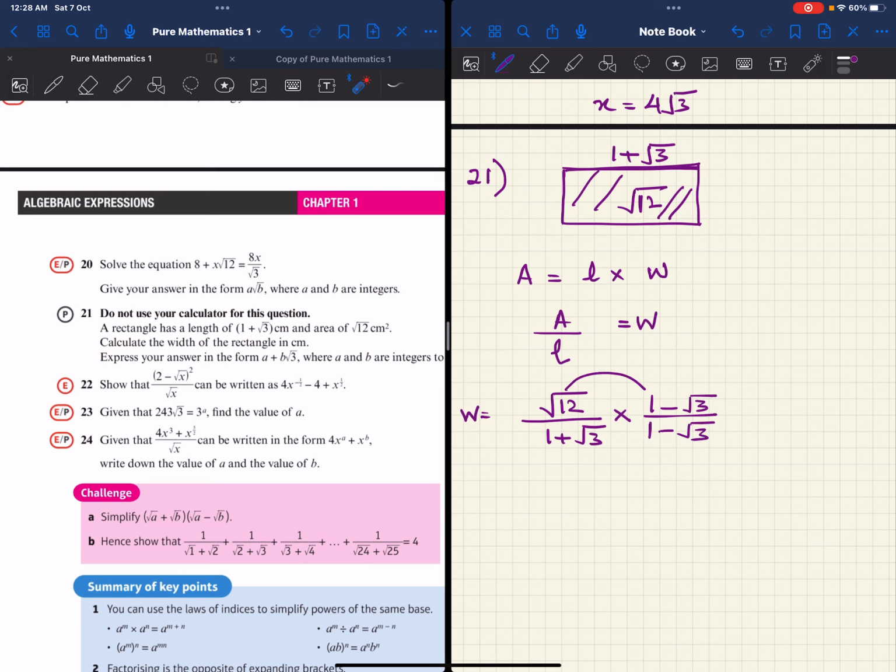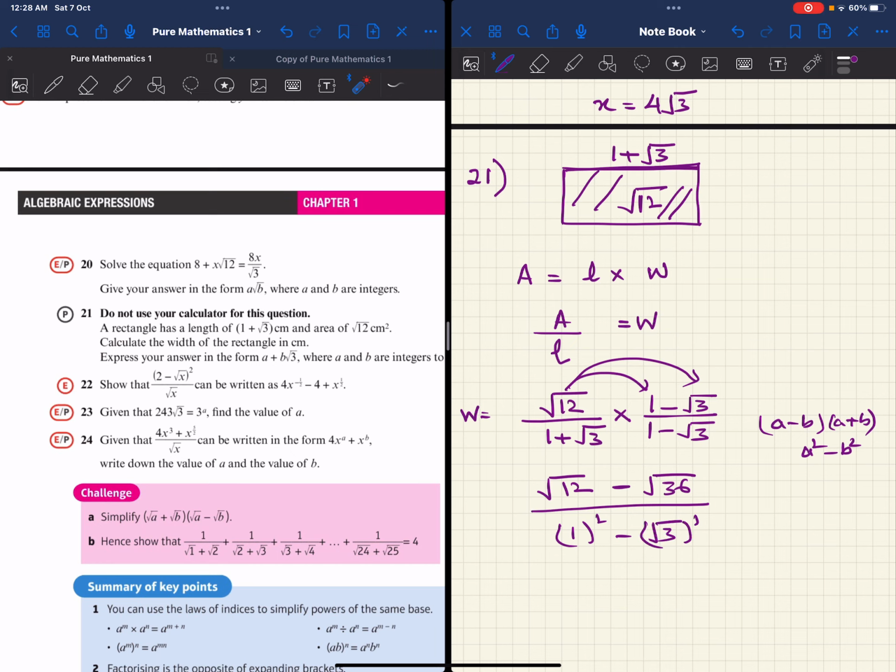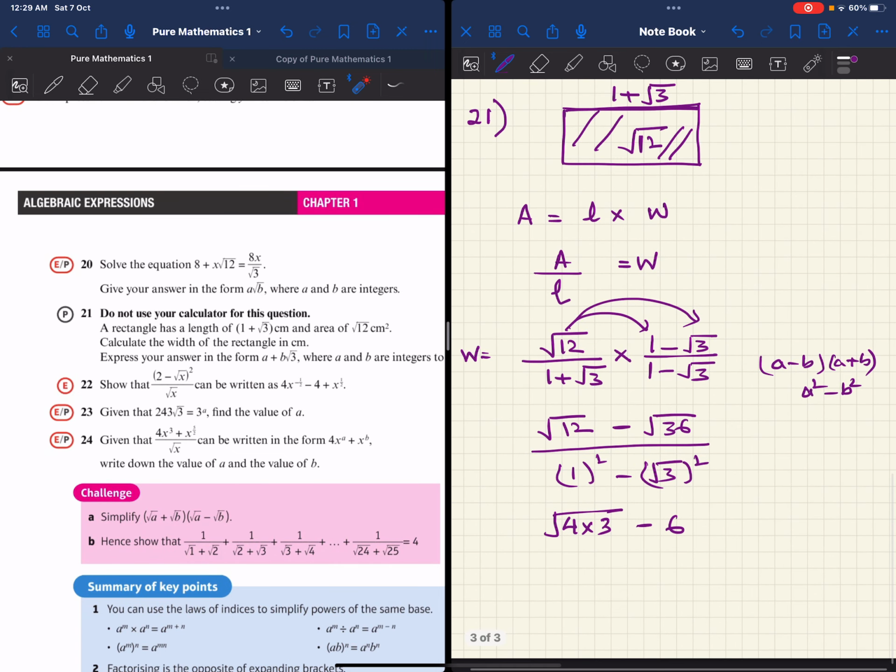Now we multiply root 12 times 1, which gives us root 12. Root 12 times root 3, 12 times 3 is 36. In the denominator, we have a minus b into a plus b, which turns out to be a squared minus b squared. So we have 1 squared minus root 3 squared. Root 12 is 2 root 3. And root 36 becomes 6. The denominator is 1 minus 3.